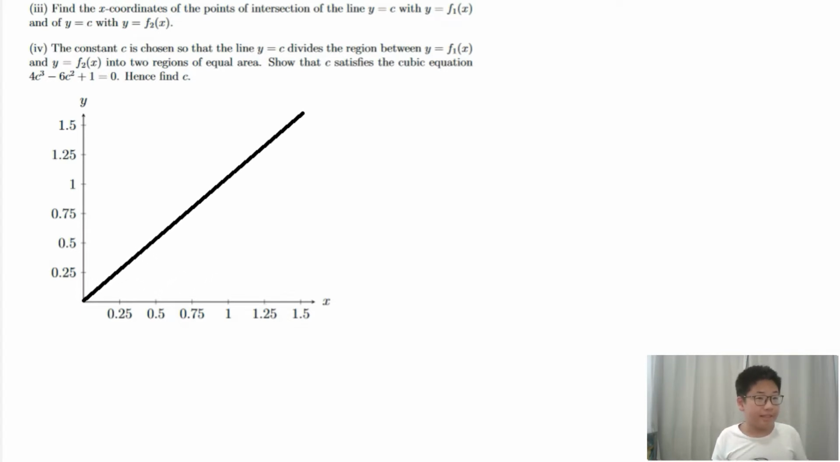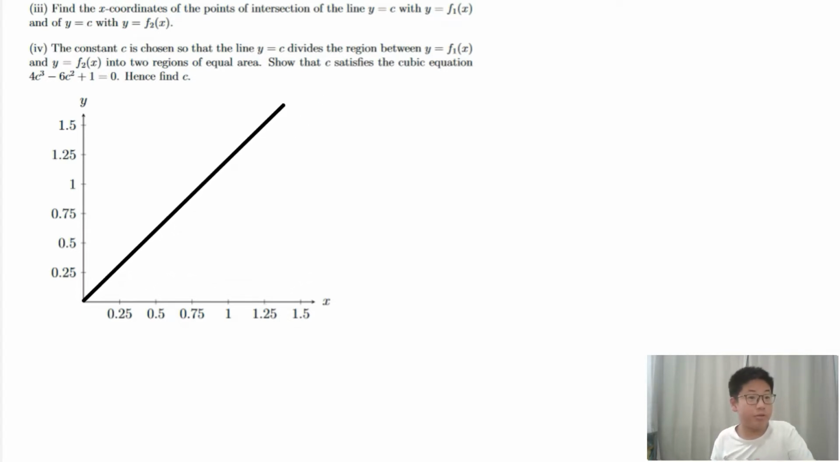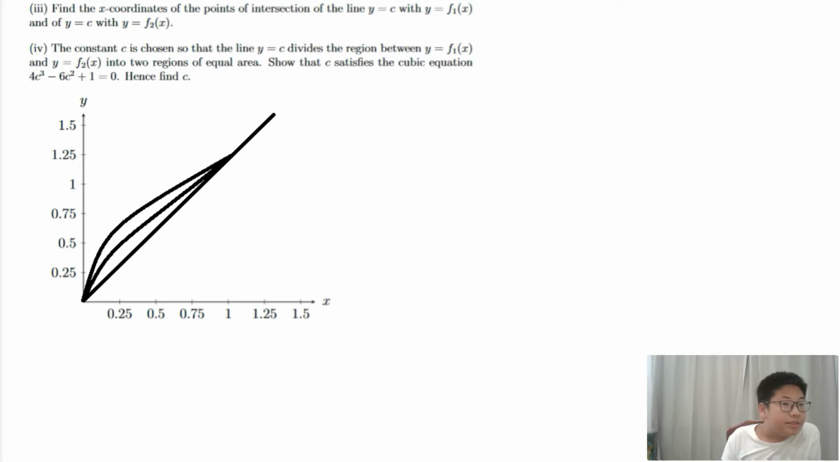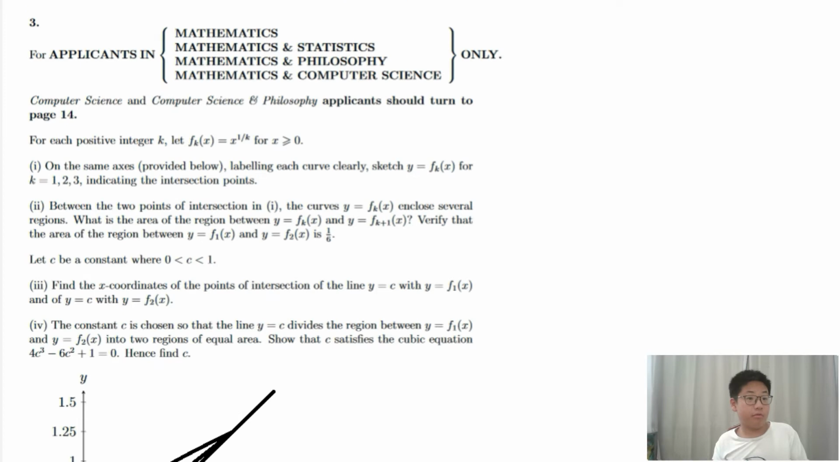So, this is k equals 1. Then this one is k equals 2. And this, hold on, drawing, here we come. Bad drawing skills. This is k. What? k is 3.